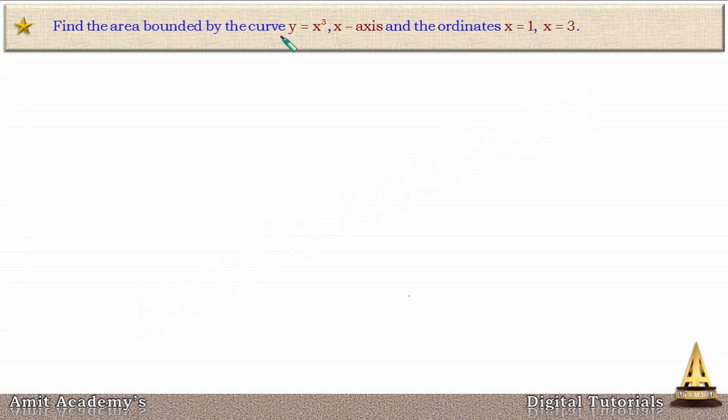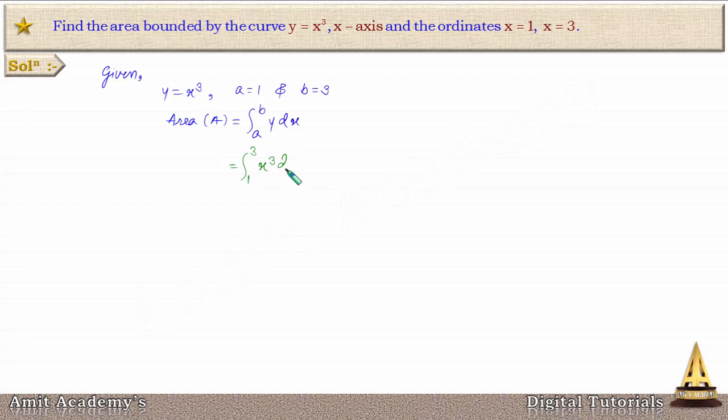Find the area bounded by the curve y equal to x cube, the x-axis and the ordinates x equal to 1, x equal to 3. In the solution, given y is equal to x cube, the first value of x is a, so a is equal to 1, and the second value of x is b, so b is equal to 3. And the formula for area A is area A is equal to the integration from a to b of y dx. So it is the integration from 1 to 3, y is x cube, so here it is x cube dx.